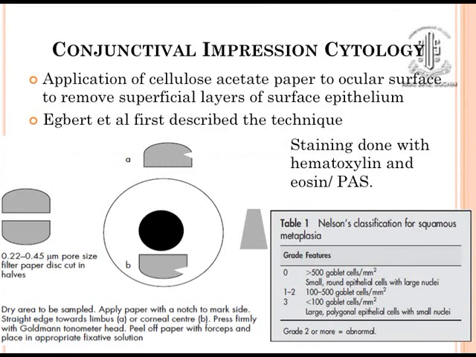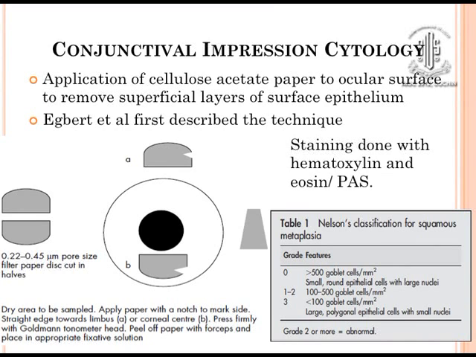The other test is the conjunctival impression cytology. This is a test where you can take the superficial layers of epithelium with the help of nitrocellulose paper. This paper absorbs the superficial layers, and you can then fix it over a glass slide with the help of the laboratory. You can stain it with periodic acid Schiff or hematoxylin and eosin, and observe the morphology of the conjunctival cells, and you can also study the corneal epithelial cells.